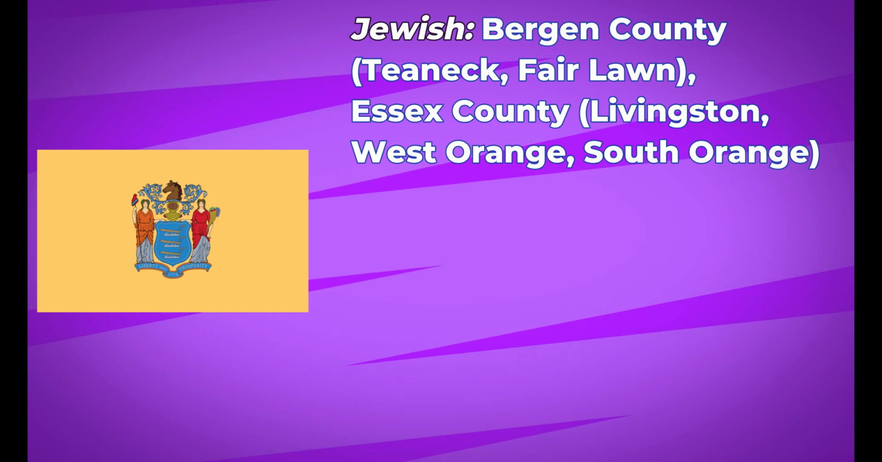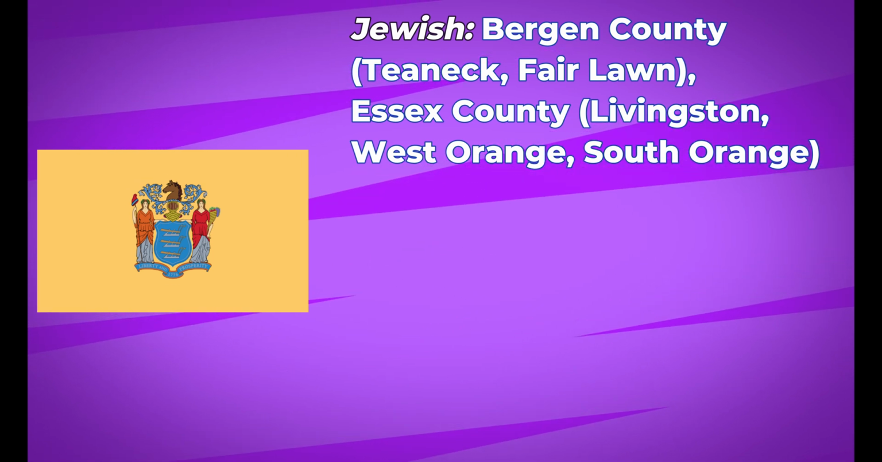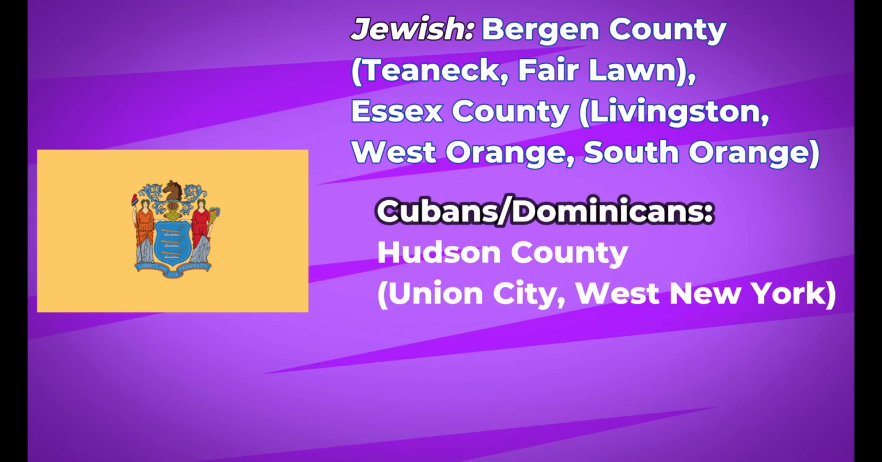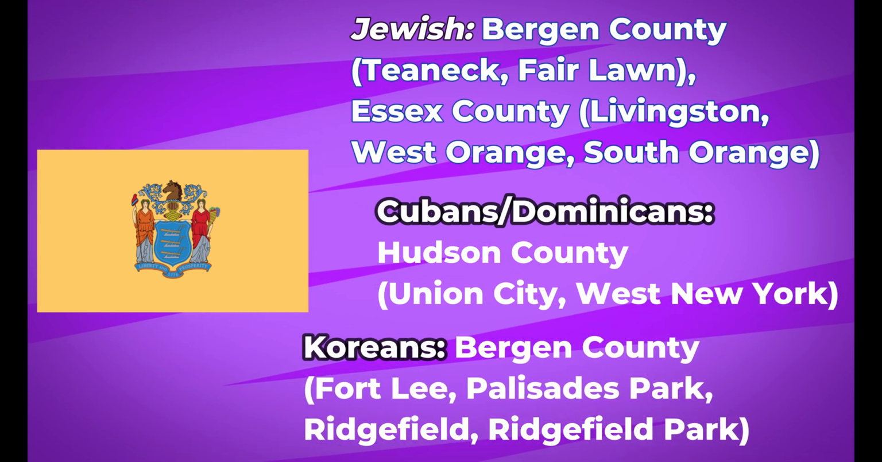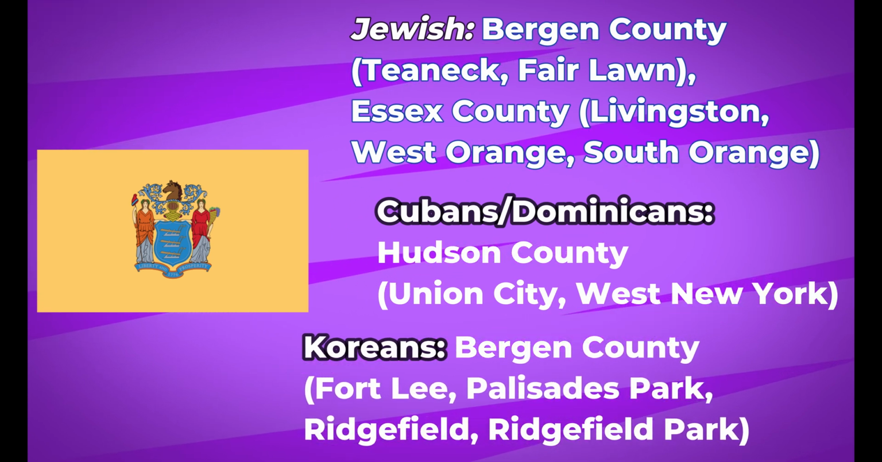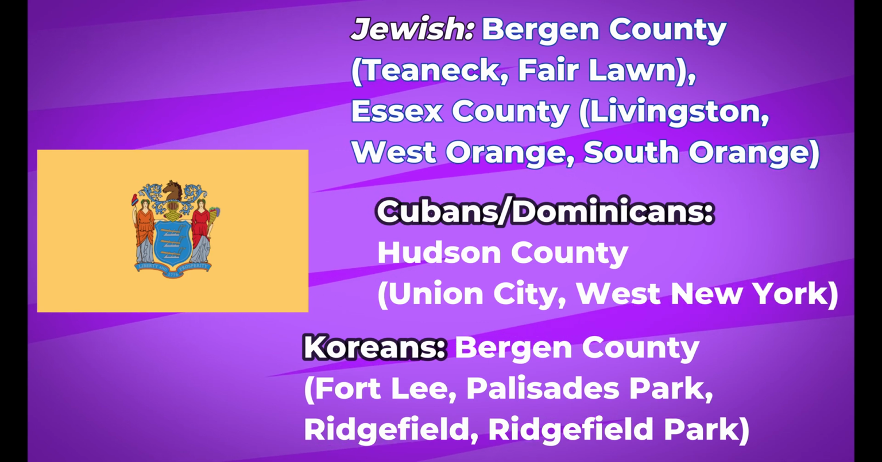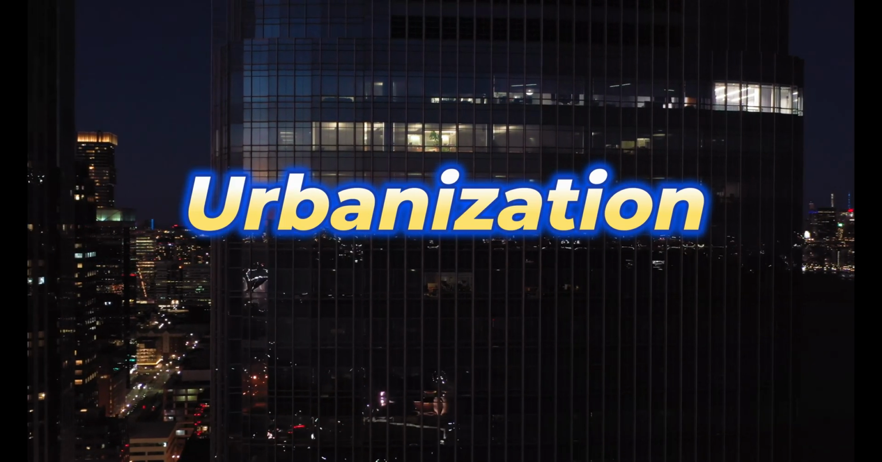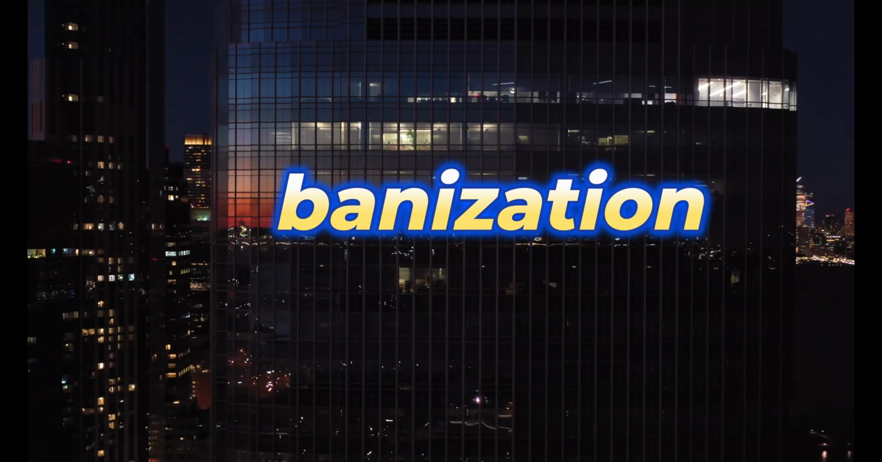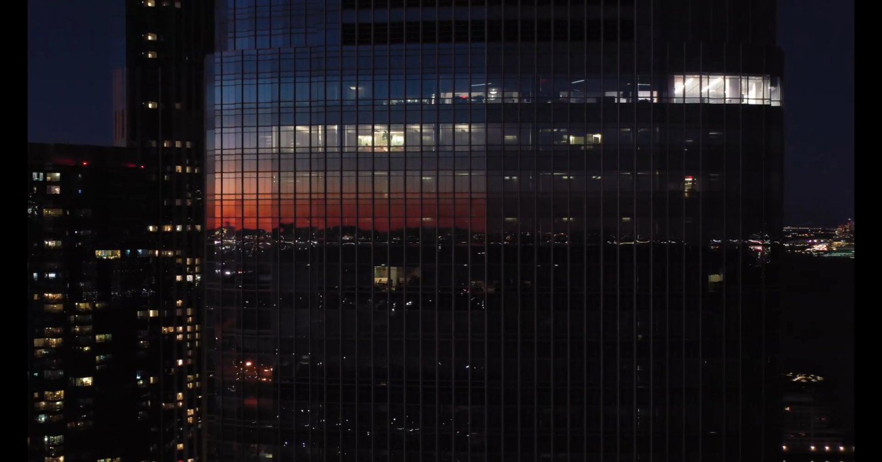Parts of Bergen and Essex counties have high percentages of Jews, while urban centers are very mixed, with a variety of different ethnicities such as Puerto Rican, Cuban, Dominican, Indian, Bengali, Korean, and Chinese. On to urbanization, both Connecticut and New Jersey are densely populated, but each don't have very large cities.